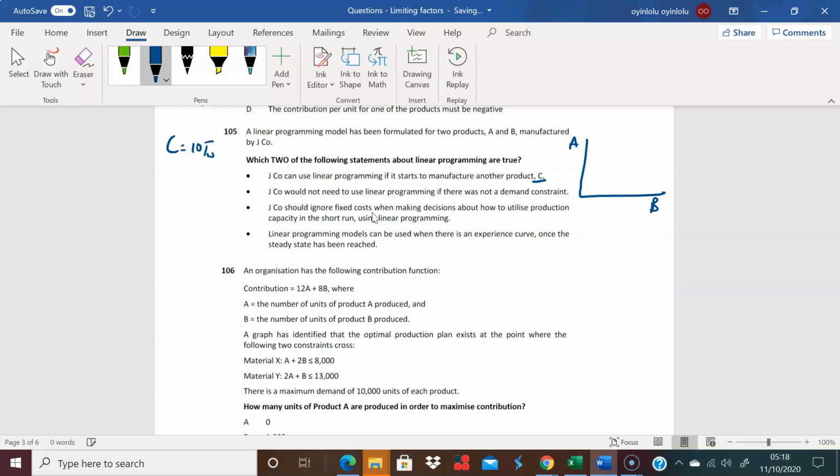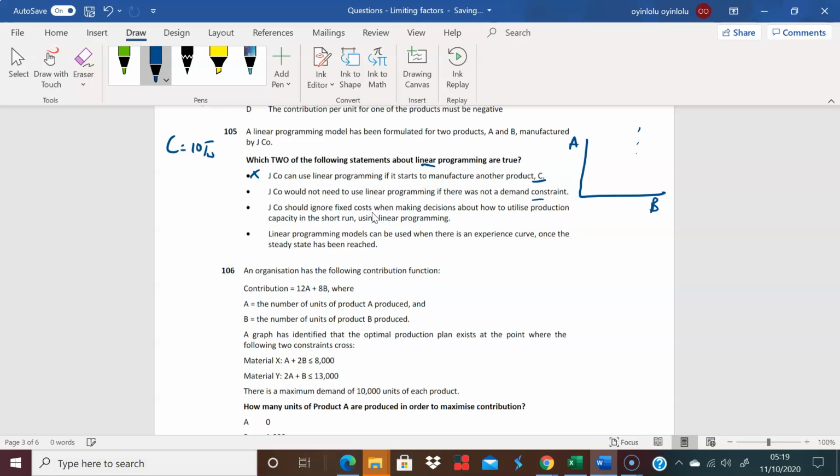It says linear. Of course, computers can do this, can factor this in. Of course they can. But I knew that would be tricky. So I knew this was definitely not an answer. JCO would not need to use linear programming if there was not a demand constraint. There are many other constraints. In fact, demand constraint is probably one.